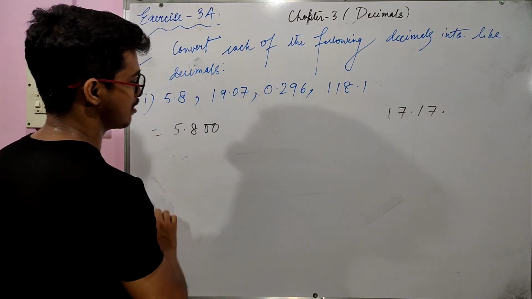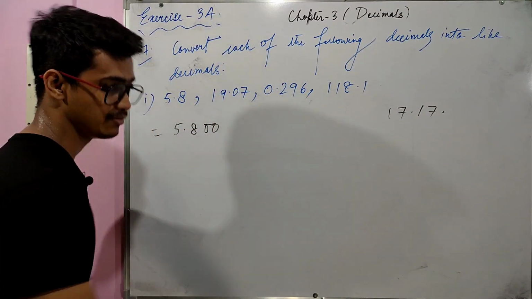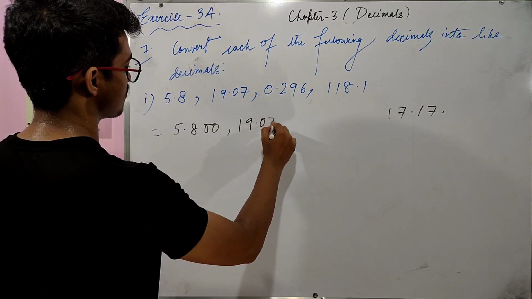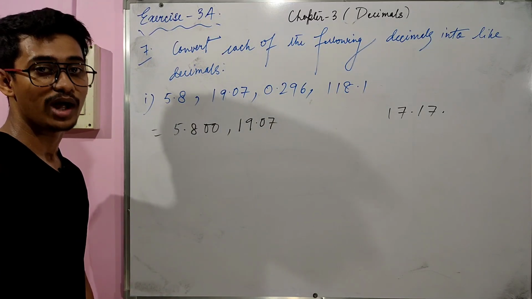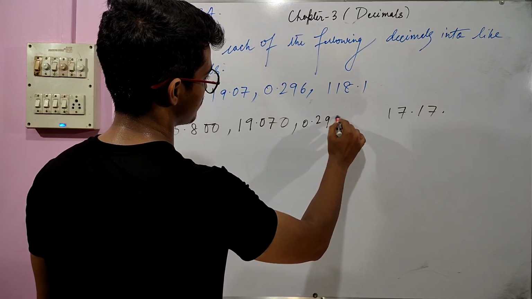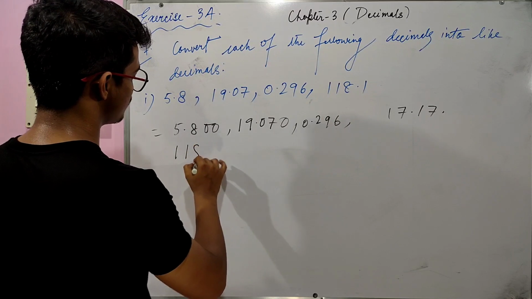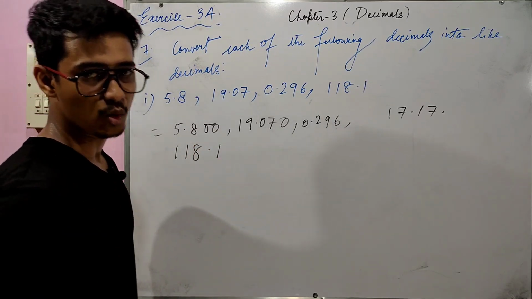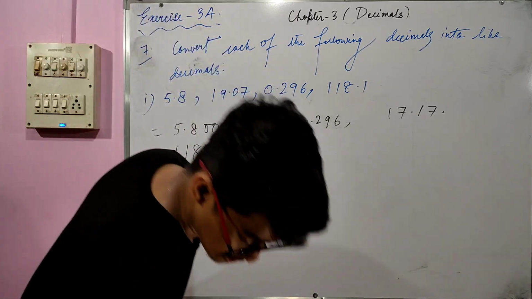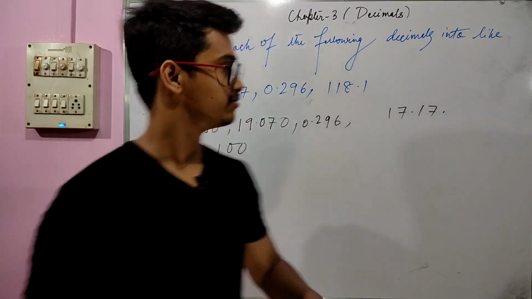So here I need 2 more zeros to satisfy the 3-digit quantity. What is the next number? That is 19.07. How many zeros will be required? Only 1, right? Then 0.296 will remain intact. And what is the last number? That is 118.1, and how many zeros are required to fill it up? 2 zeros.